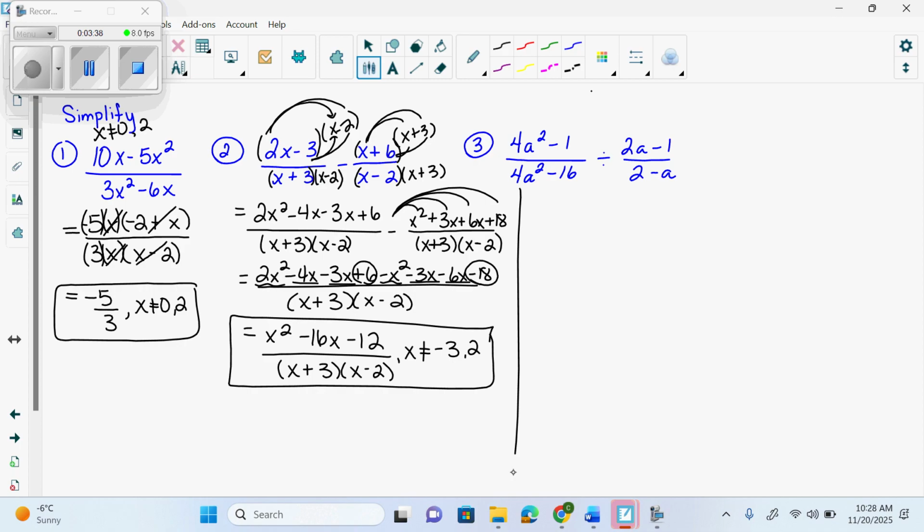Number 3. The numerator on the left-hand side is a difference of squares. Remember, when it's a 1, people forget about it. 4a squared, the square root is 2a, and 1 is 1. So I'm going to get 2a plus 1, 2a minus 1. This one, you have to take a 4 out first. a squared minus 4. If I take the 4 out, I still have a difference of squares. If you forget to take the 4 out, you're going to have to take a 2 out, and then make it a 4, which is way more complicated and people mess up. So, we're taking a 4 out, and then you have a difference of squares of a plus 2, a minus 2.